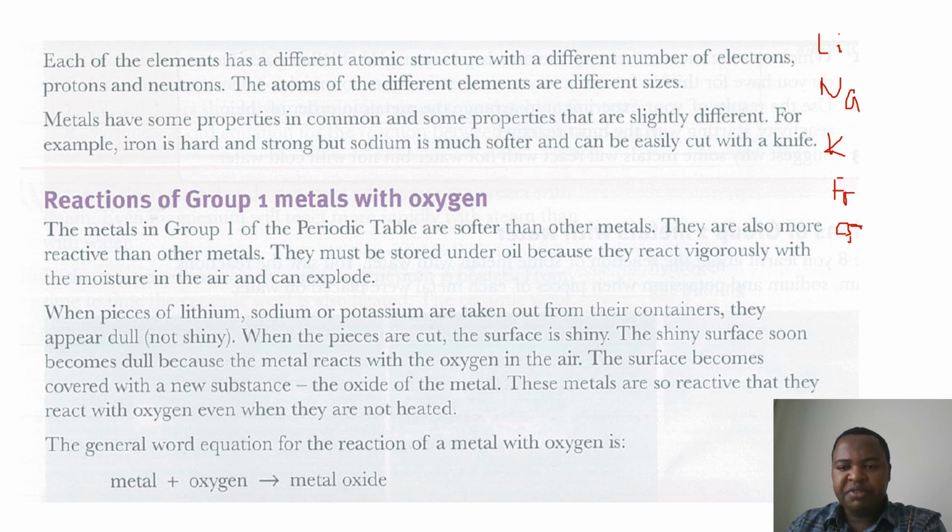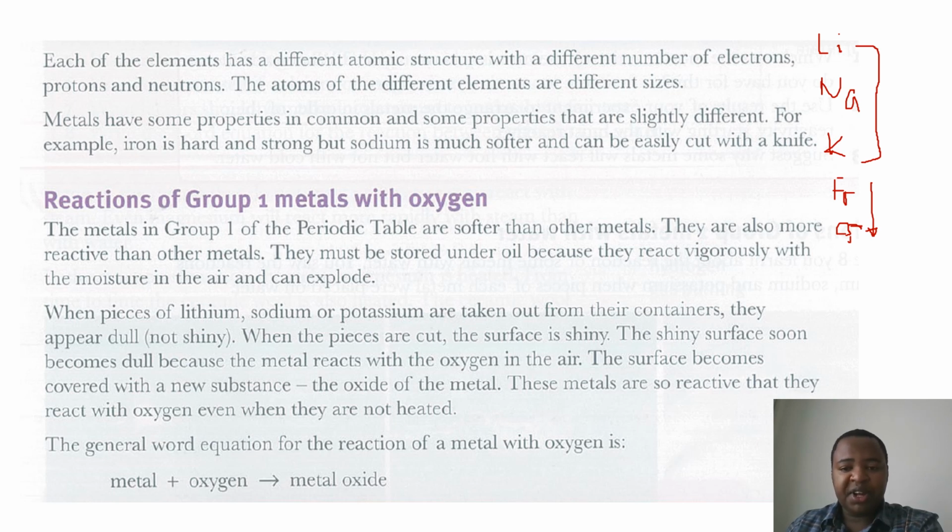We don't really put emphasis on the last two elements because they are extremely reactive, and they are radioactive, so they have a very short half-life. But we can predict the reactions of group 1 metals by just looking at the first three. When you have pieces of lithium, sodium, and potassium, and you remove them from the container where they are stored, usually they are very shiny. But within seconds, when you expose them, they become very dull because they react with oxygen very, very fast.